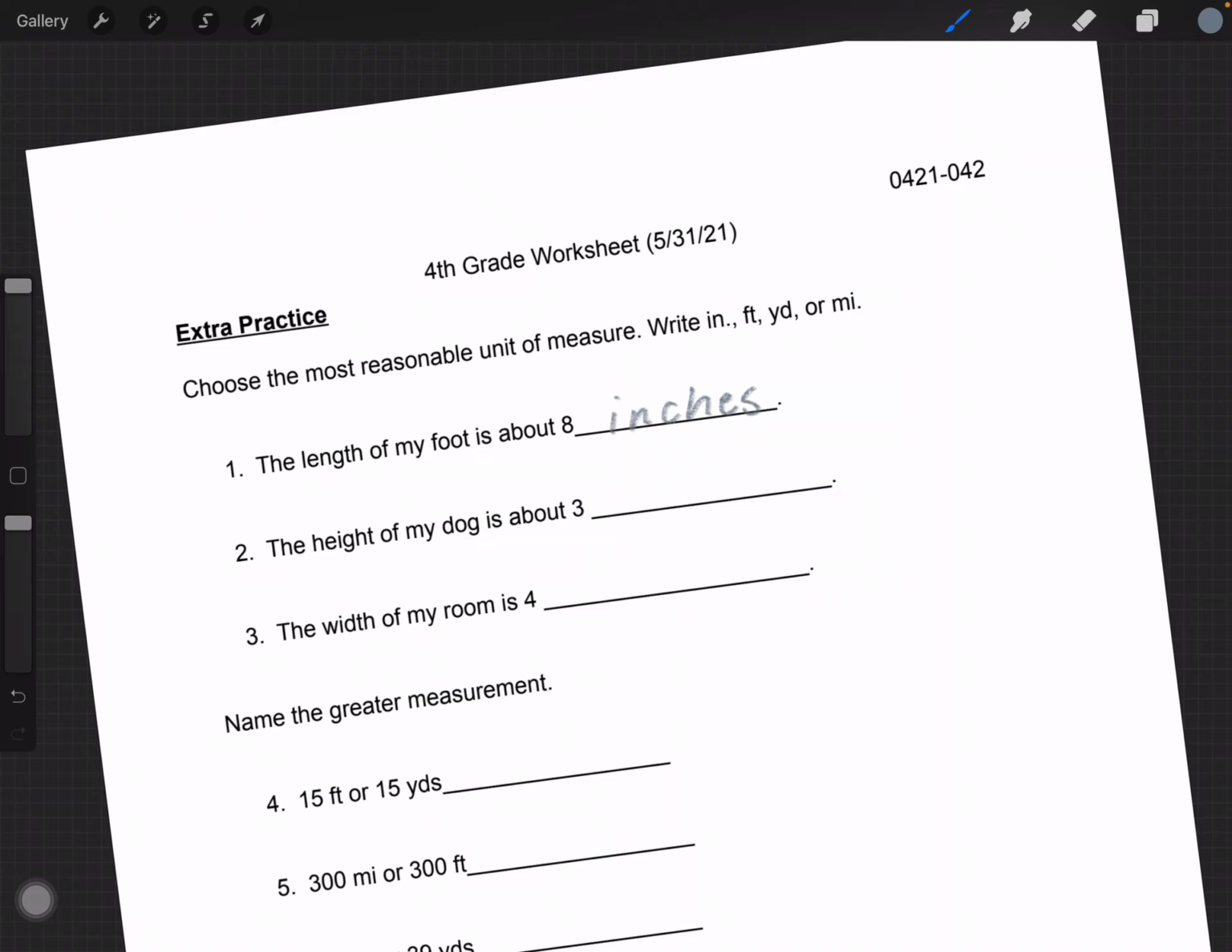Number 2 says the height of my dog is about 3. Well, 3 inches doesn't make sense because that's about the length of a finger. 3 yards is way too large, and anything like miles is too large either, so I see 3 feet. Number 3 says the width of my room is 4. 4 feet would be a very, very small room. 4 miles would be a very, very large room, so I think right in between would be yards.